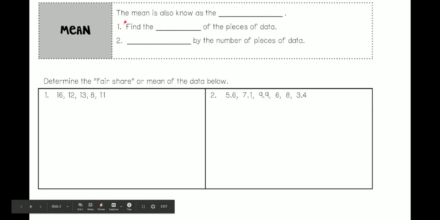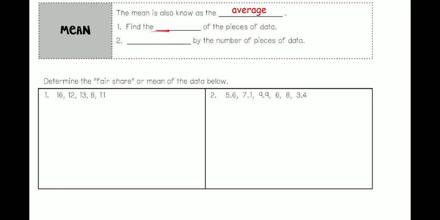So the mean is also known as the average, as we said before. In order to find the average or the mean, you need to find the number of pieces of data, and then you need to divide by the number of pieces of data. So let's do some examples to clarify.